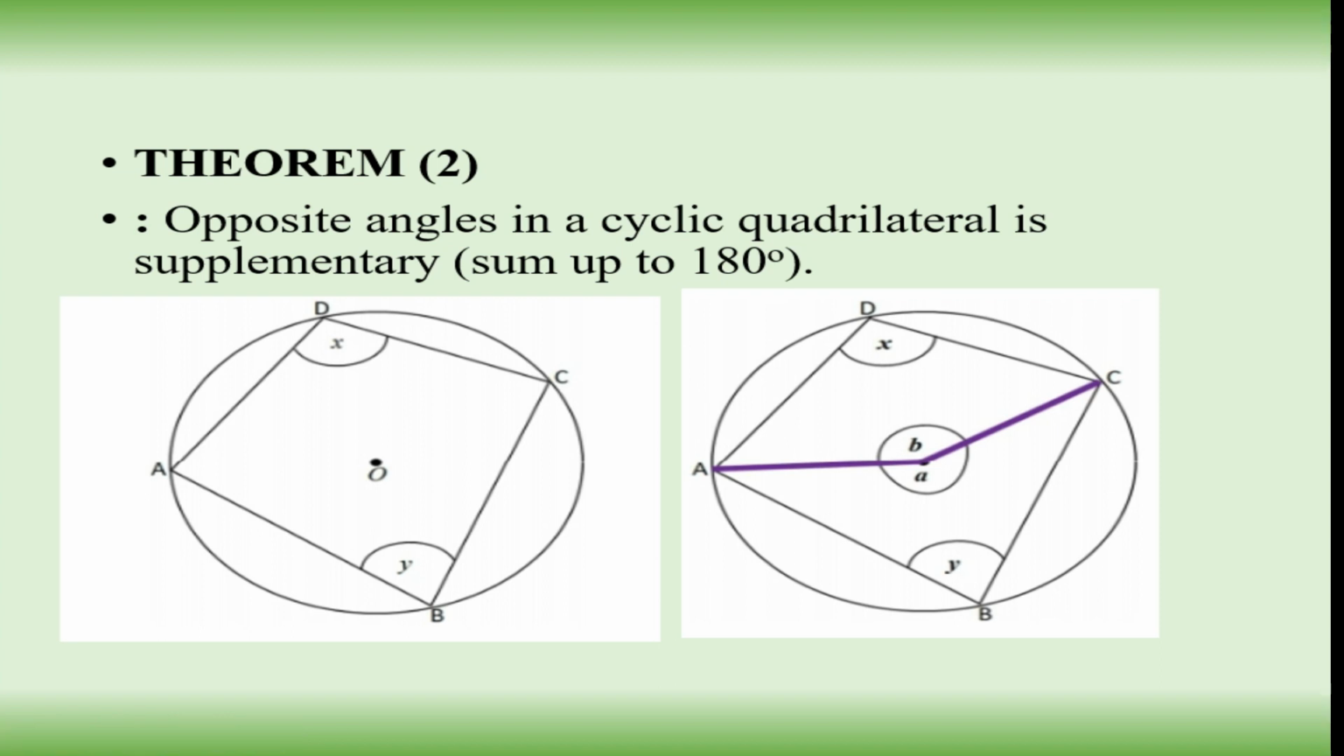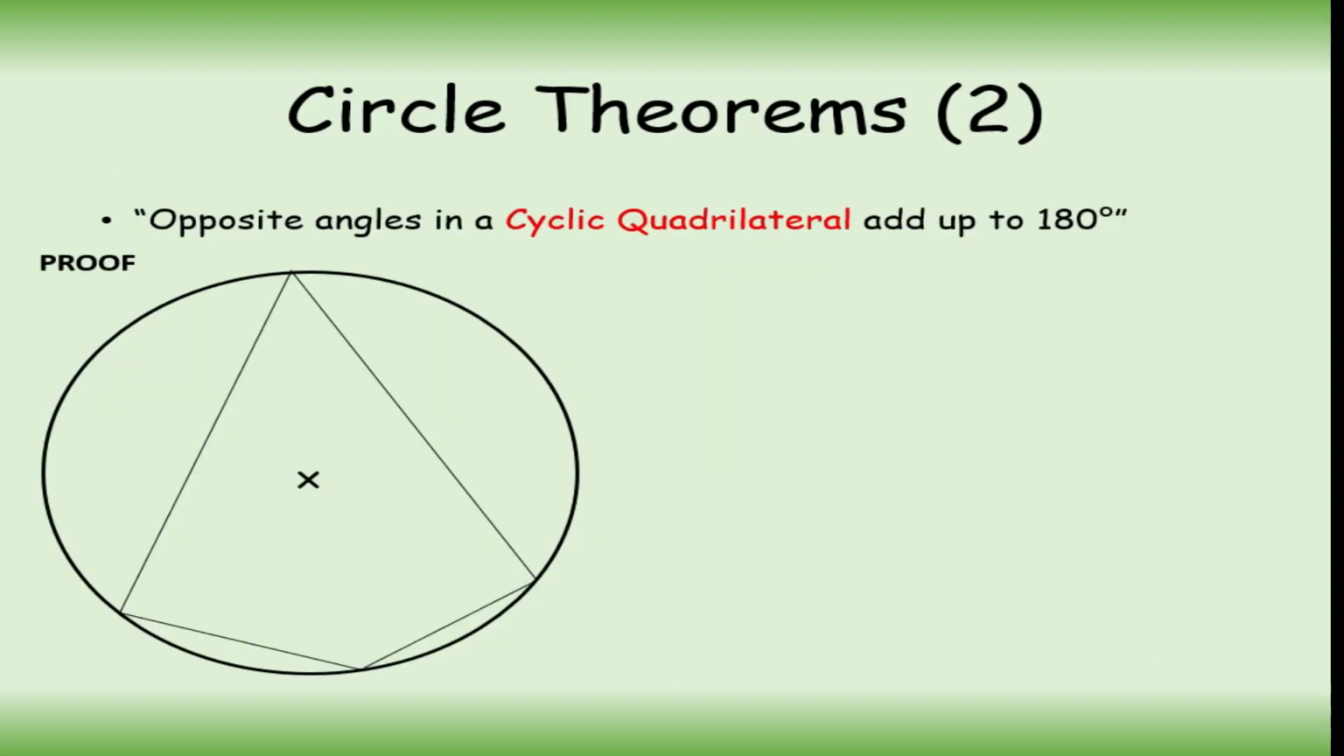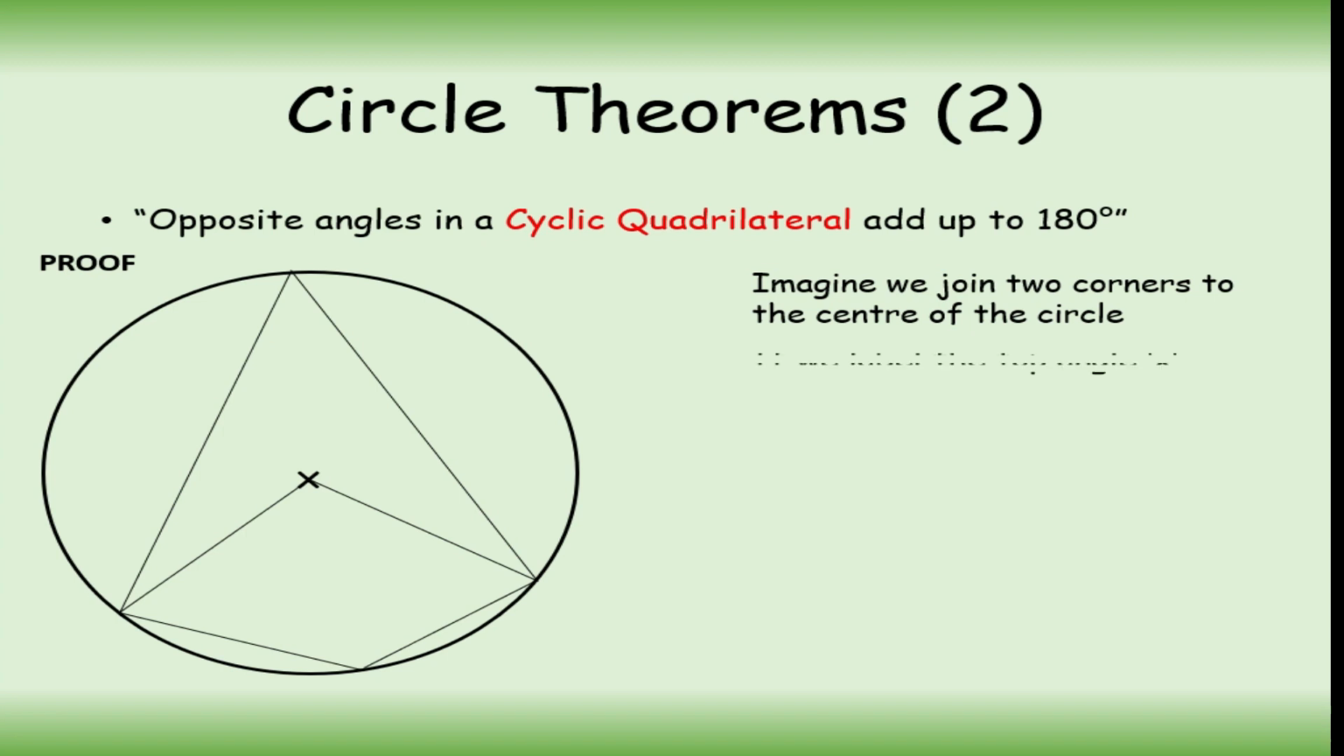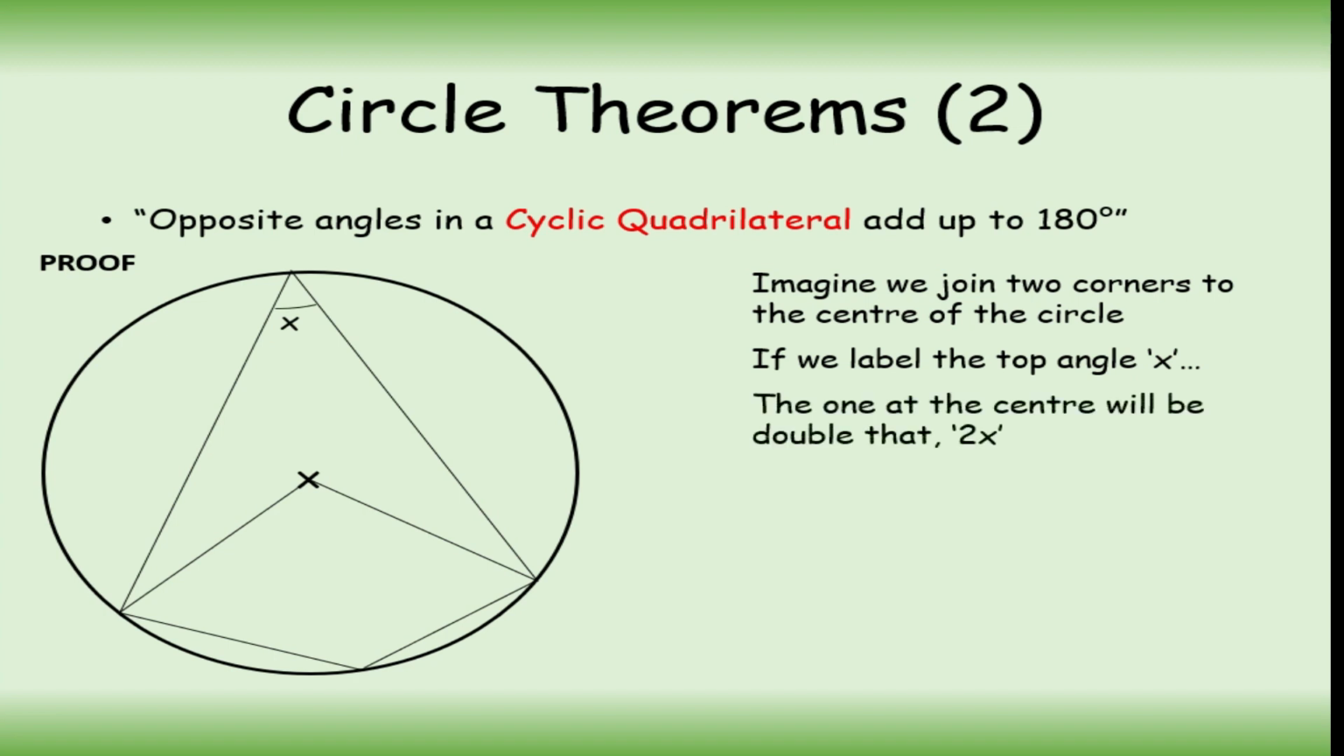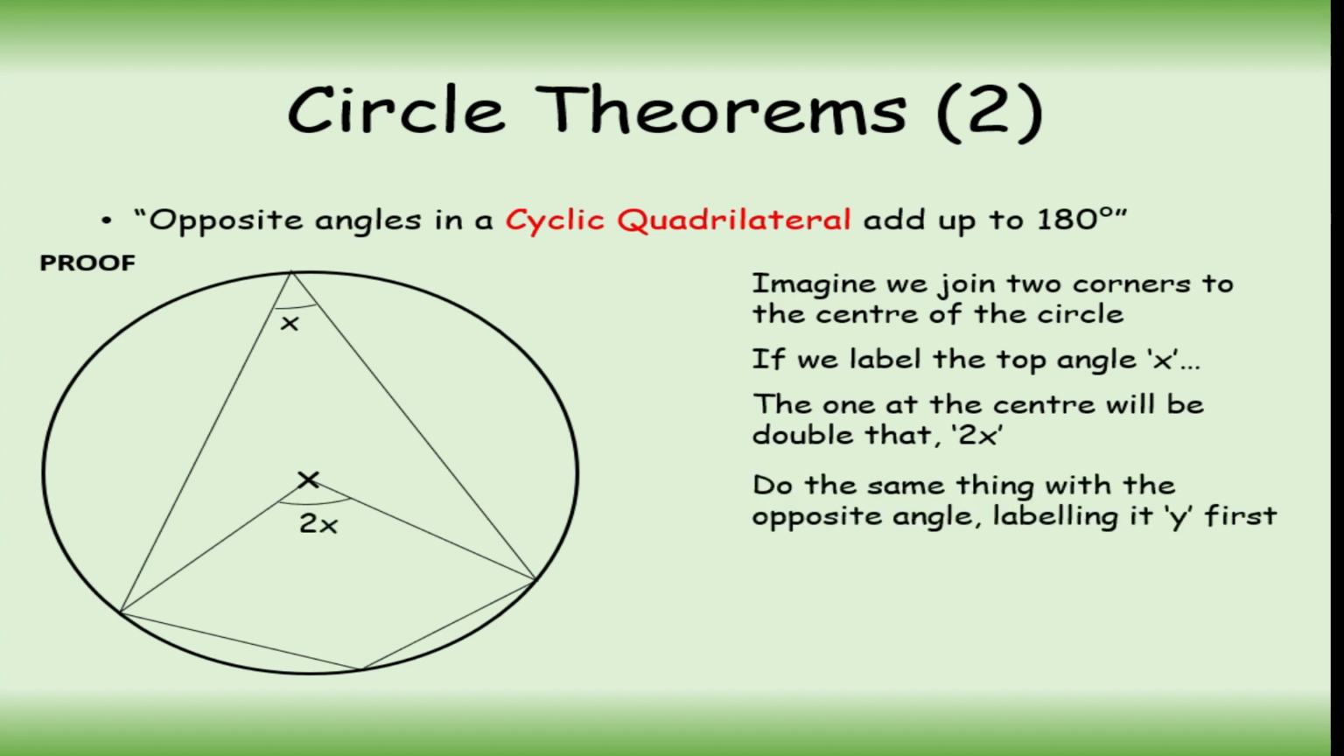Alright, so opposite angles in a cyclic quadrilateral add up to 180 degrees, and we're going to get the proof over there. So imagine we join two corners to the center of the circle, just like that. Now if we label the top angle as x, then the angle at the center will be double that of x. Now do the same thing with the opposite angle, labeling it y first, and then the one at the center will therefore be 2y.